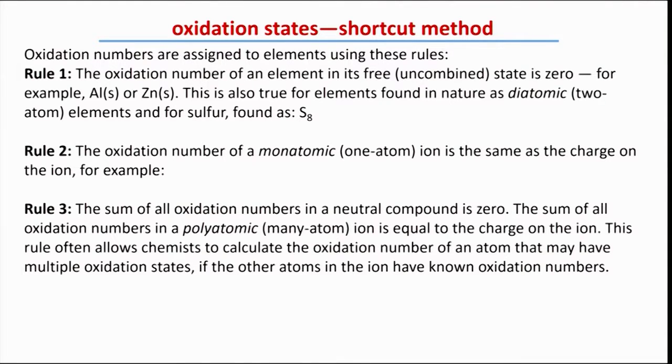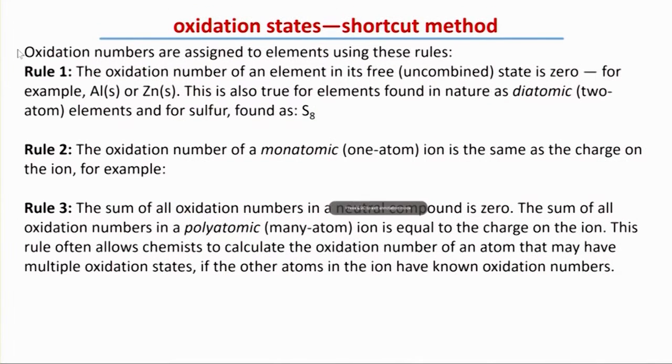Now here is the shortcut, and these are some rules. Now, these are rules that you should understand how they go. There's a couple things in here you should really just kind of have a good understanding of. And I think sometimes it's faster to use these rules, but sometimes it helps to do the bookkeeping method. All right, the first rule says that if you have something that is in its free state or it's uncombined, its oxidation state is 0.